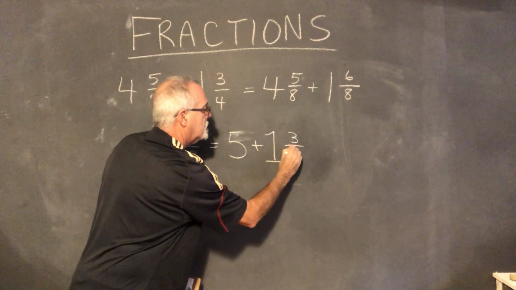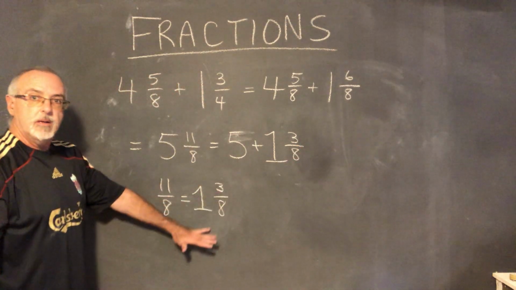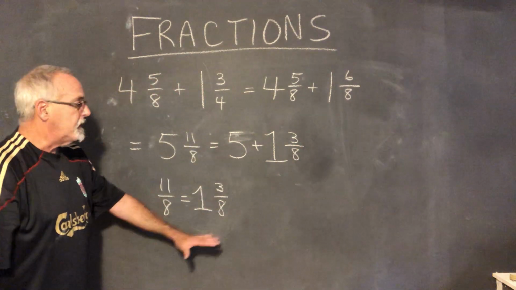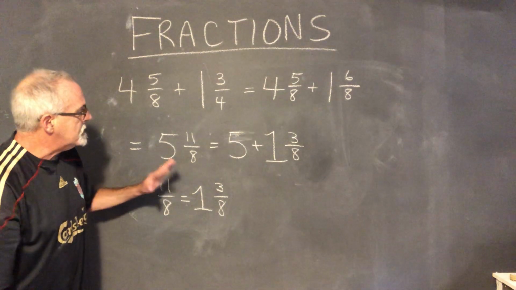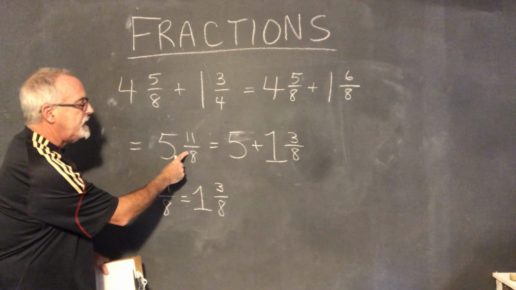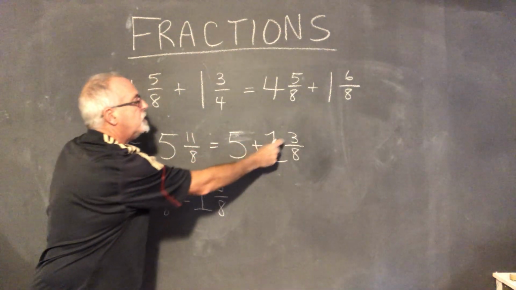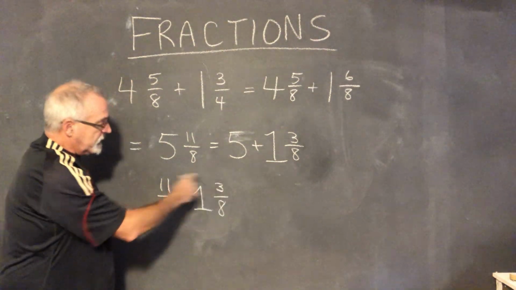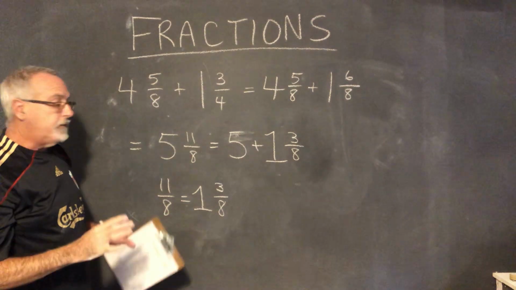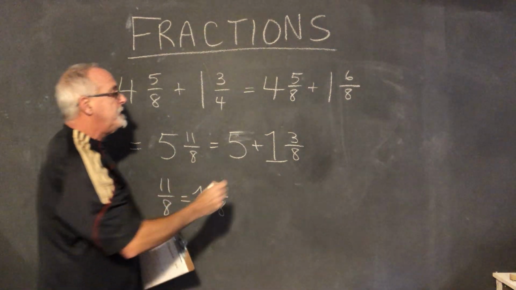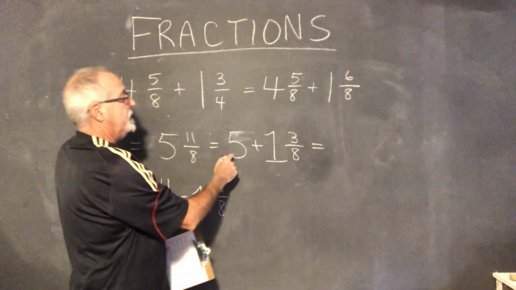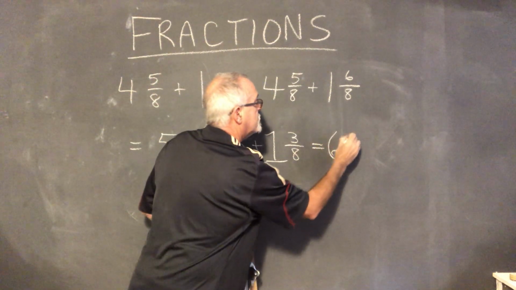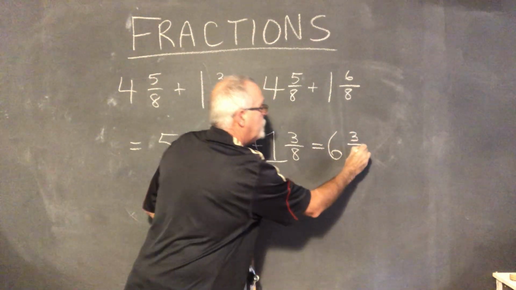Notice how I slow down. When I'm doing something that could be a little confusing, where I could make a mistake, I slow down. Yes, does this make sense? 5 and 11/8 is equal to 5 plus 1 and 3/8, because 11/8 is equal to 1 and 3/8. So I can do this little operation off to the side if I need to, so that I can keep it straight. And then 5 plus 1 and 3/8 is going to be 6 and 3/8. And we have our answer.